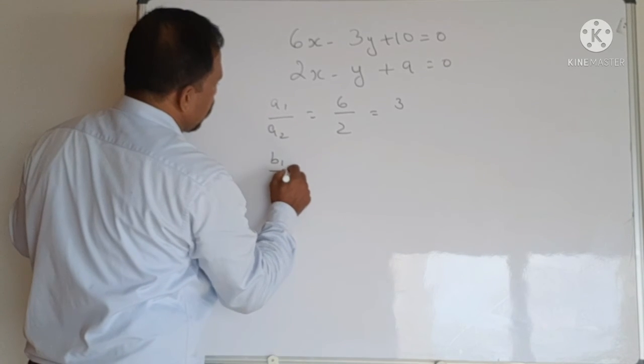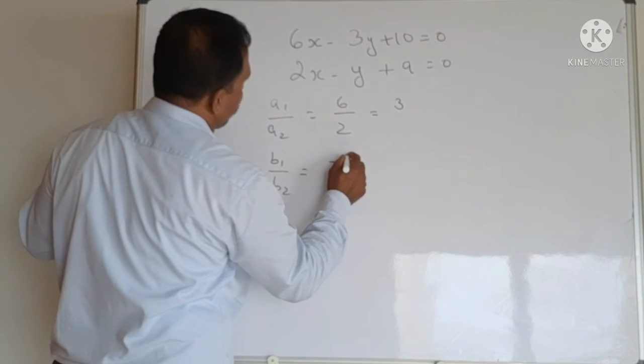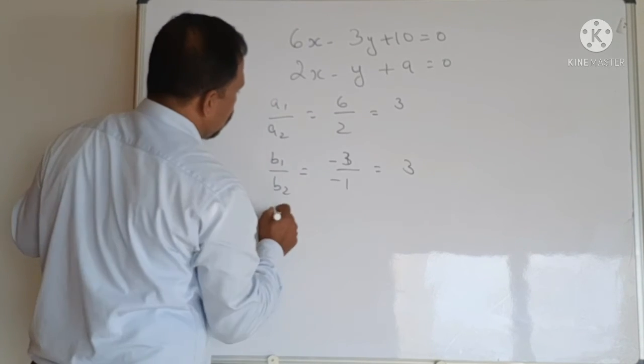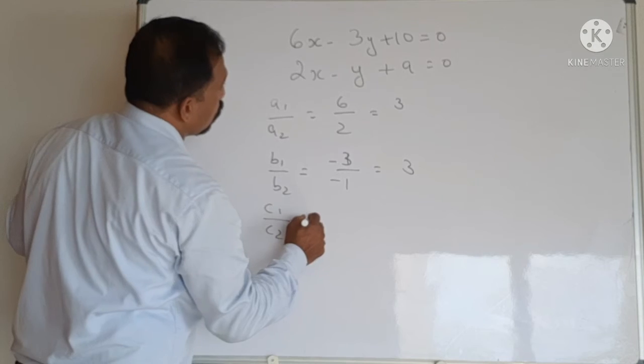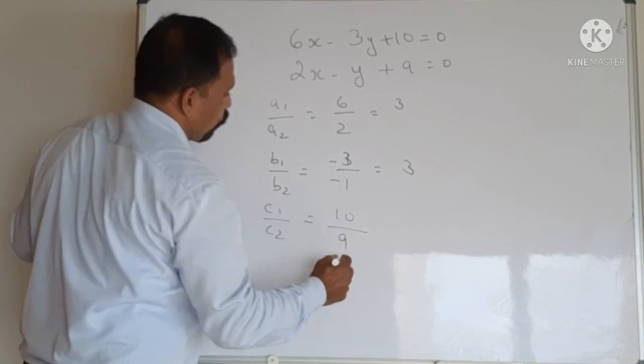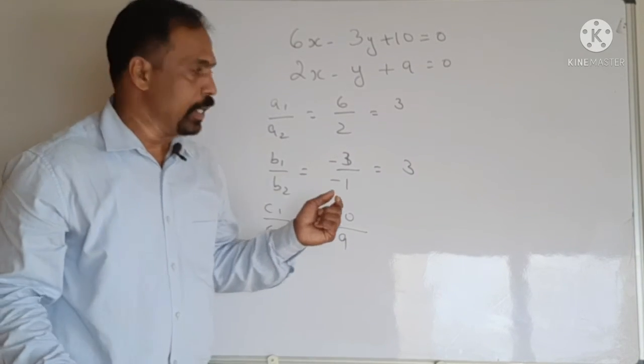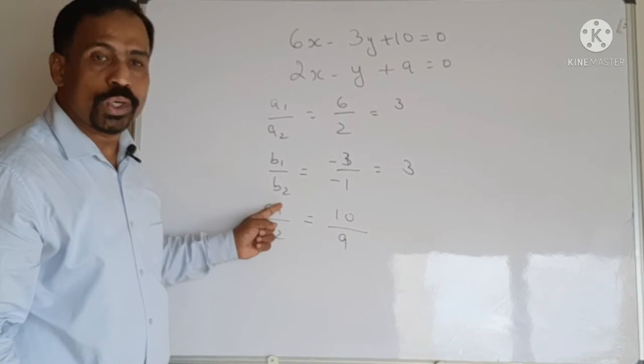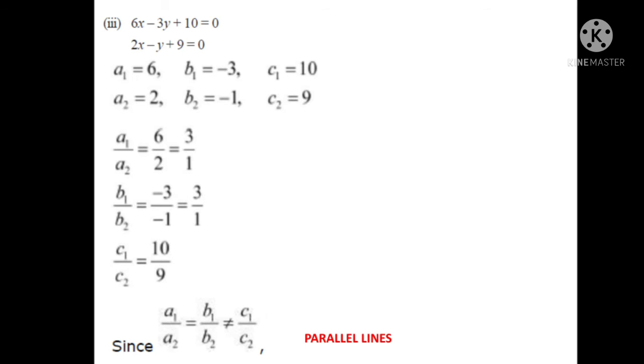What is B1 by B2? B1 by B2 is minus 3 by minus 1, that is again 3. What is C1 by C2? It is 10 by 9. From here you can make out A1 by A2 is equal to B1 by B2, but it is not equal to C1 by C2. Therefore, these equations are parallel lines.